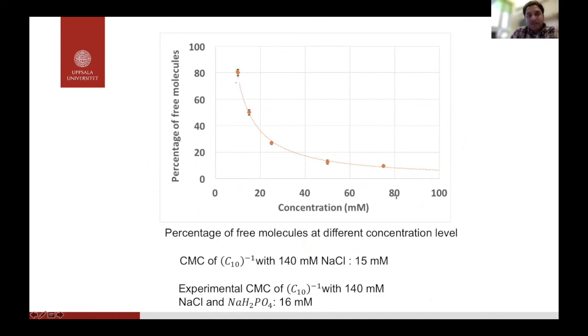And from this plot, we ask: what is the concentration where we get the percentage of free molecules at 50%? In this case, the 50% will give us probably a concentration of about 15 millimolar. And this 15 millimolar is defined as the critical micelle concentration. So the critical micelle concentration is basically the concentration at which 50% of the molecules will be in aggregate form and 50% of the molecules will be in the free monomer state.